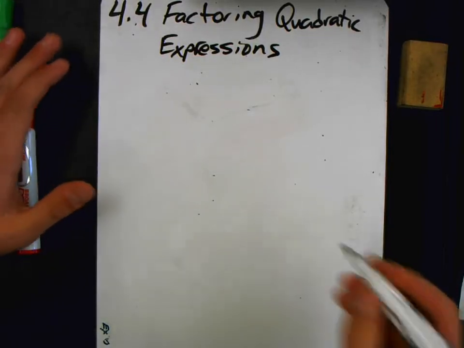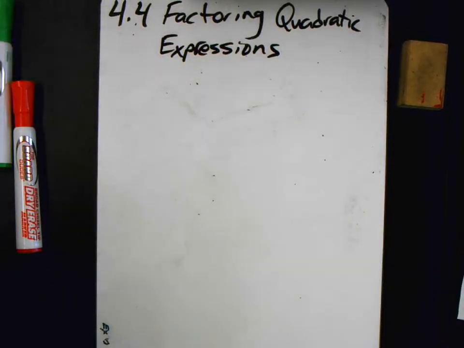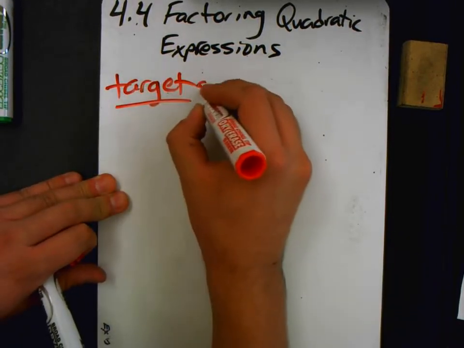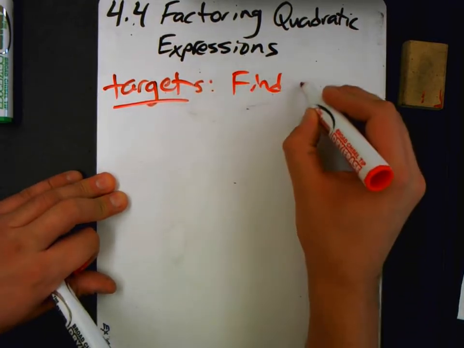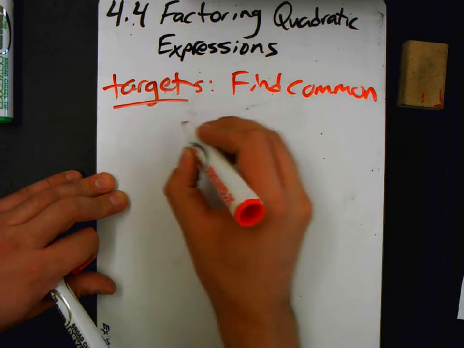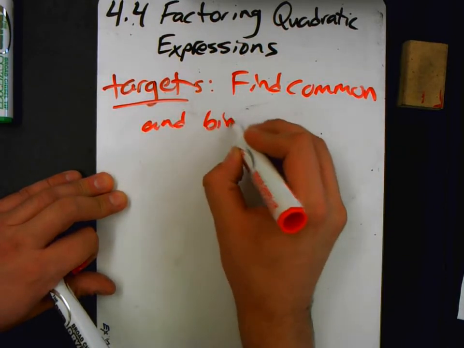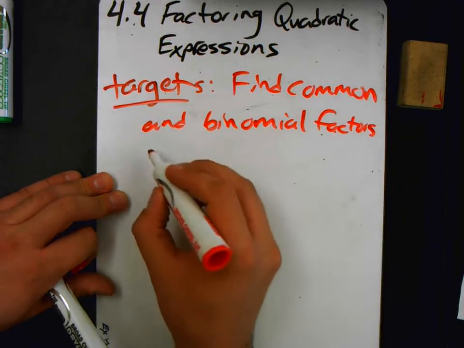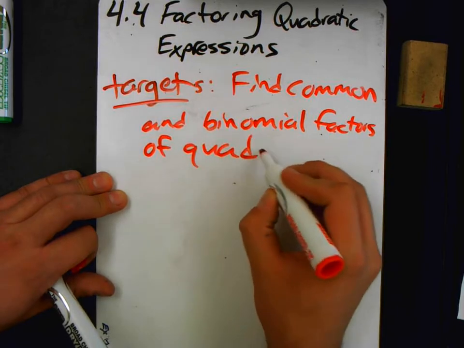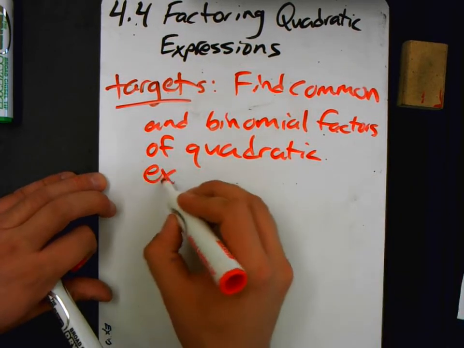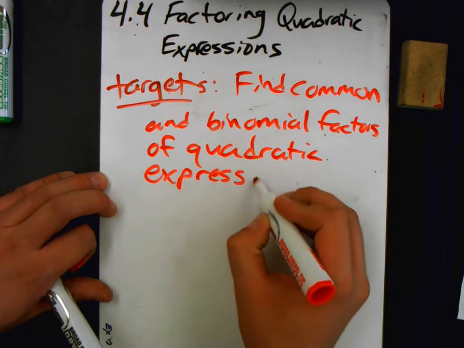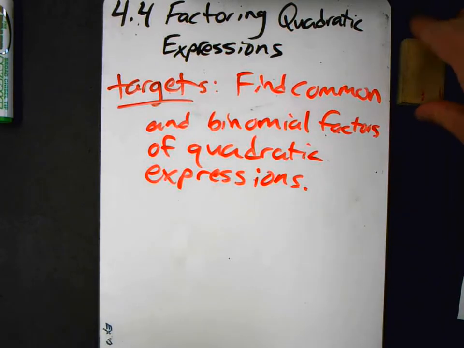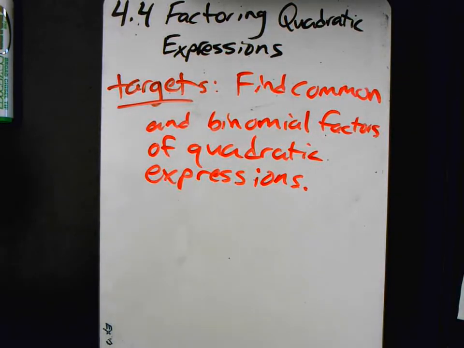We're talking about 4.4 from the Algebra 2 book, which is factoring quadratic expressions. The learning targets are to find common and binomial factors of quadratic expressions. This should be a review from Algebra 1, depending on how long ago you took it, but we will be factoring quadratic expressions.